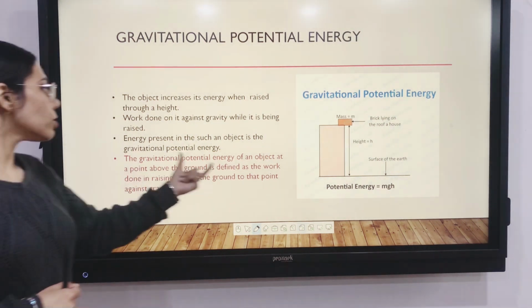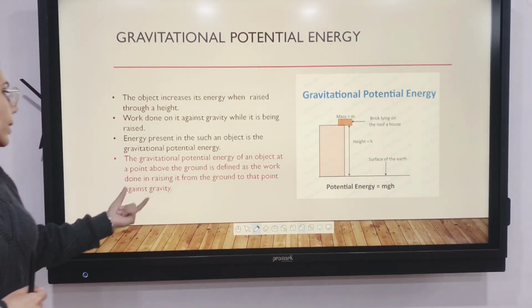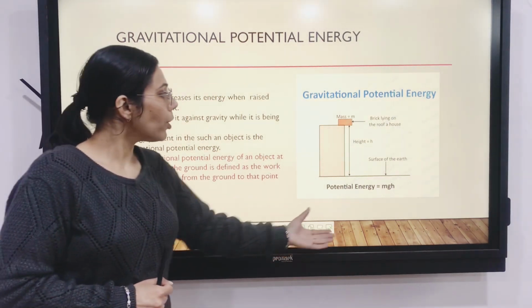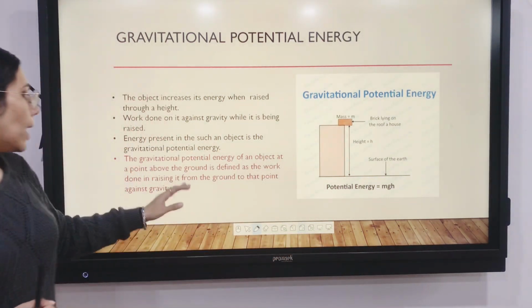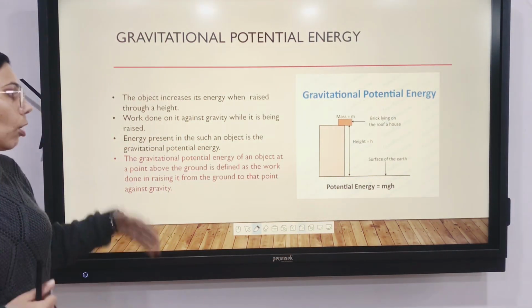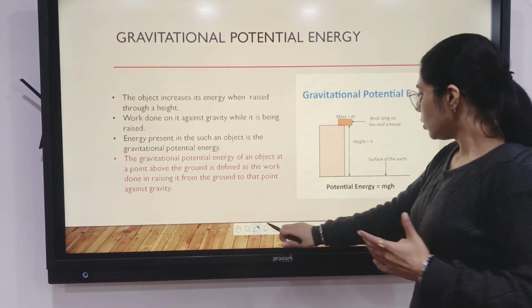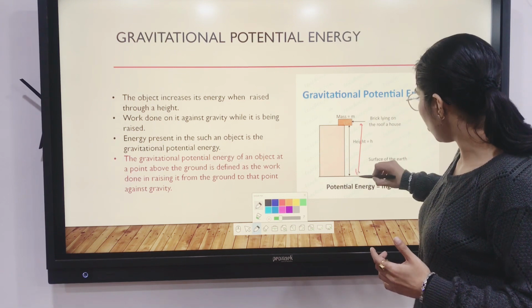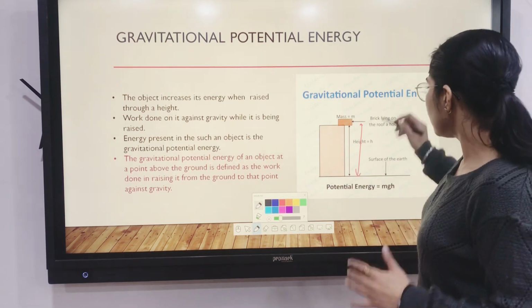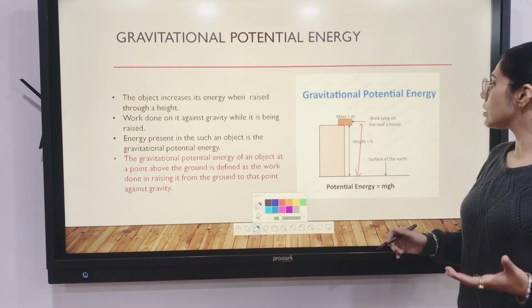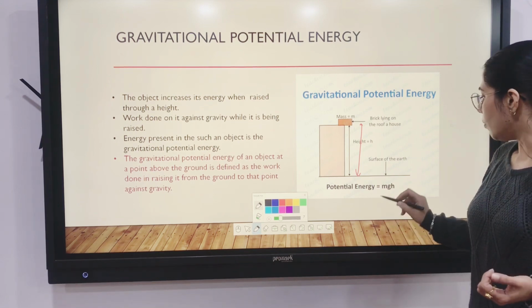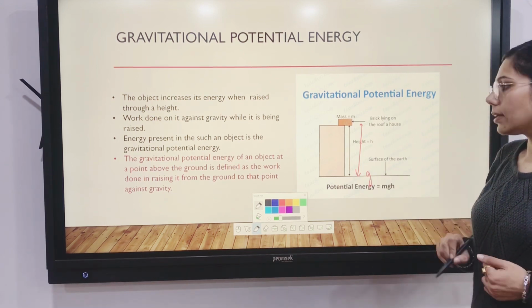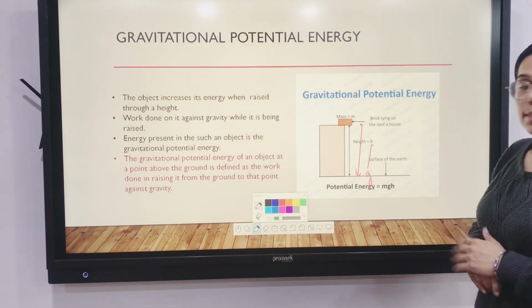Gravitational potential energy of an object at a point above the ground is defined as work done. Obviously, we are doing some work to raise this object, and that work is done against what? That work is done against gravity.